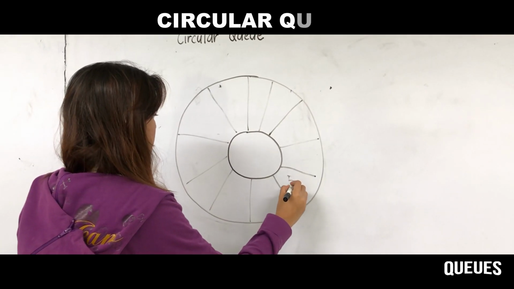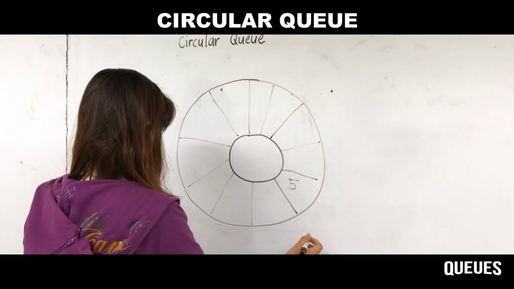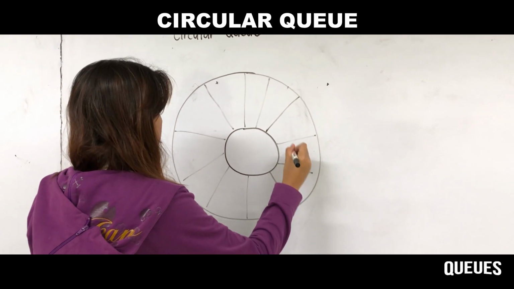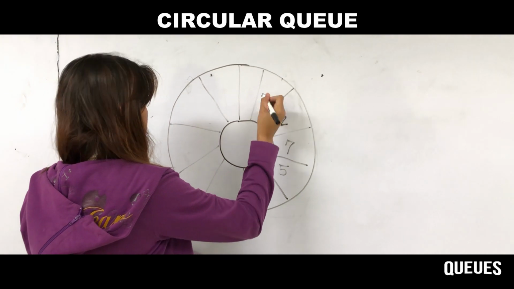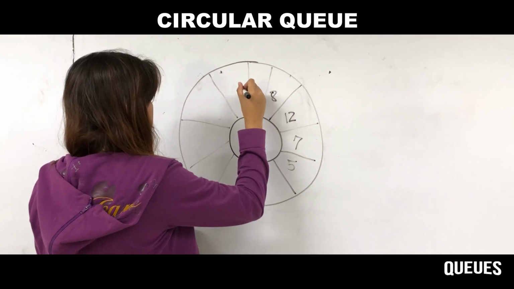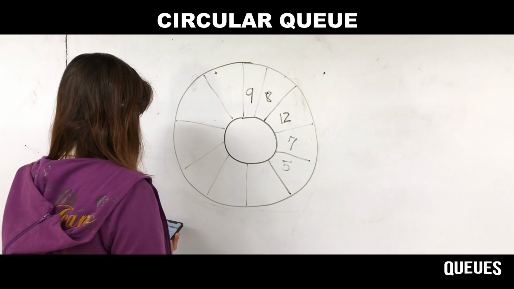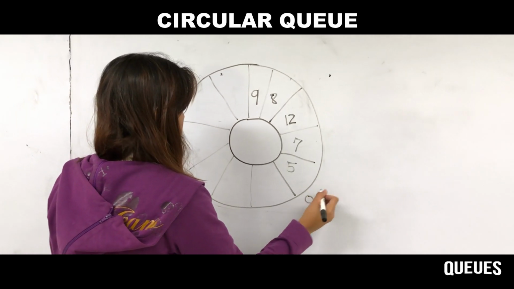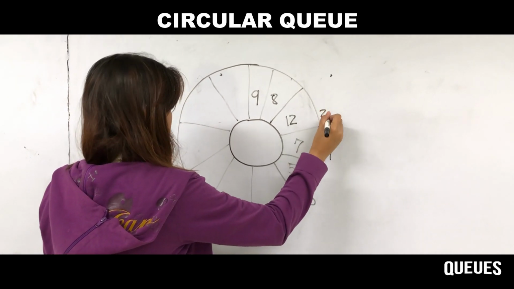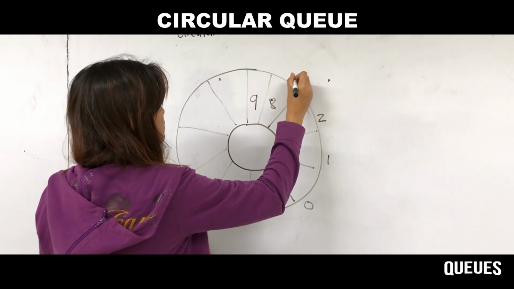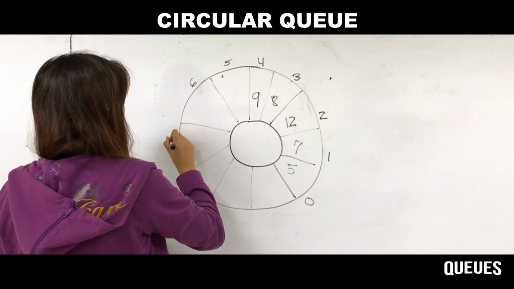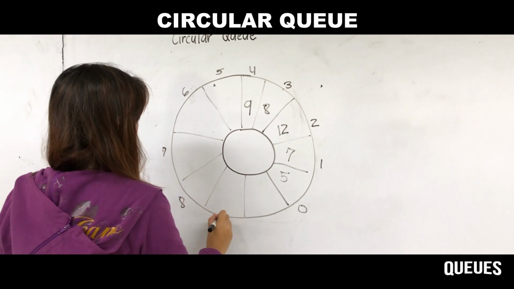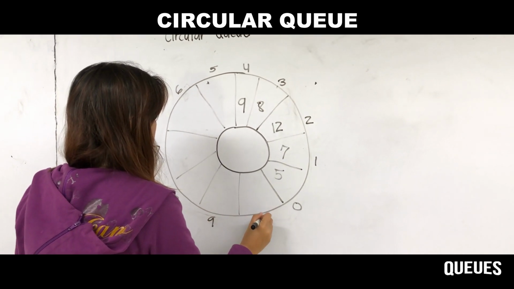Another common implementation of a queue is a circular buffer. Buffer is a general name for a temporary storage location. A circular queue is a linear data structure in which the operations are performed based on the FIFO, or first in first out, principle, and the last position is connected back to the first position to make a circle. It is also called a ring buffer.